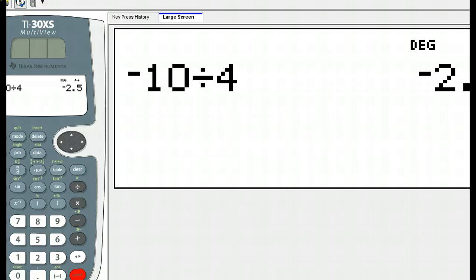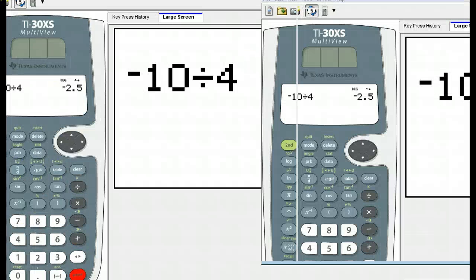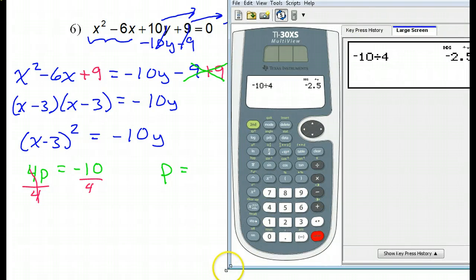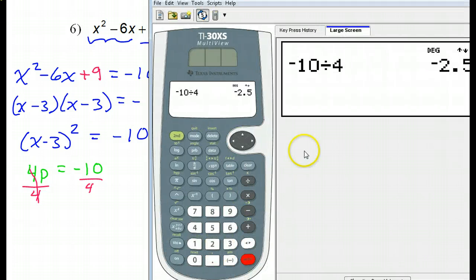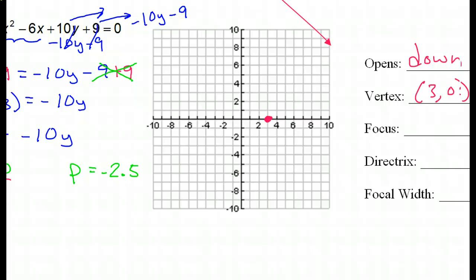Whoa, you can't really see that. Come back. Is there no compromise in here, people? Okay. It's negative 2.5. I'm wasting time. Sometimes OCD can be a monster, you guys.